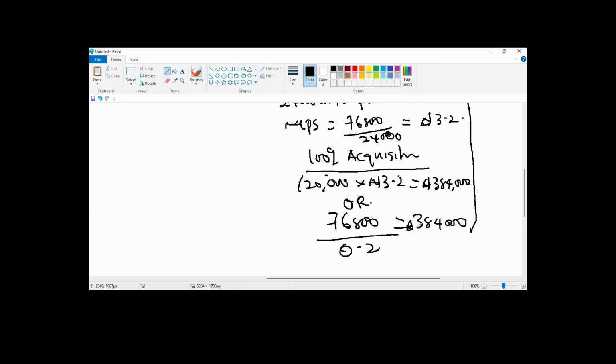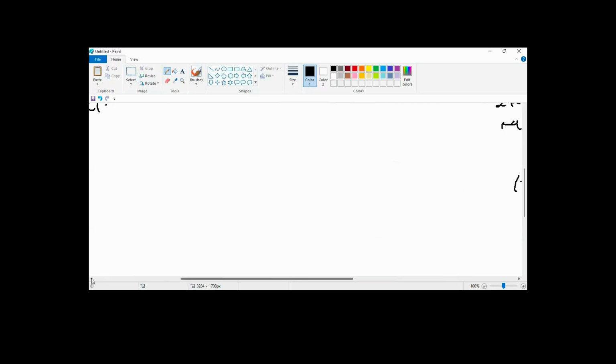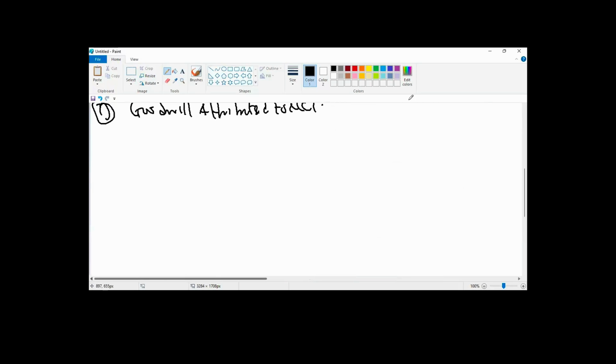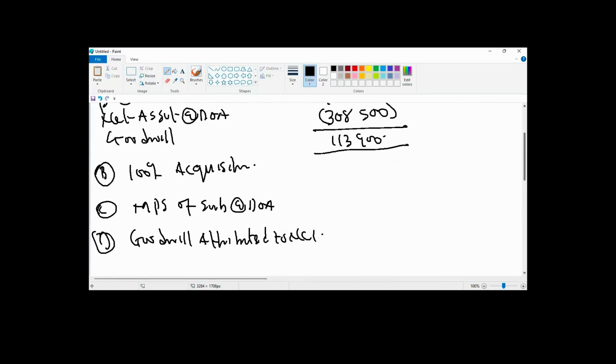Then what does the question say? The C part of the question, we have answered it. What is this? Market price per share of Boti Limited at date of acquisition. Oh, okay. So we have gotten 100% acquisition equals 384,000. Then the market price per share equals what? 3 naira 20 kobo.